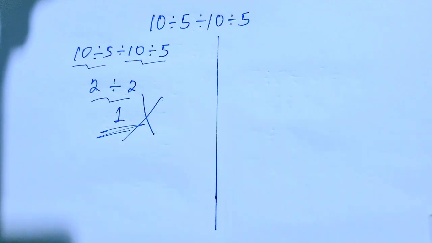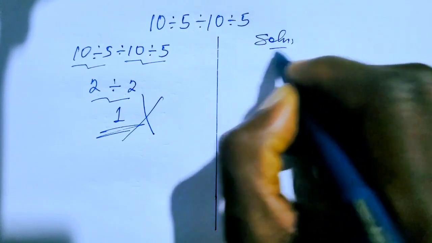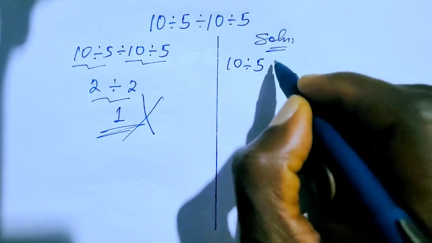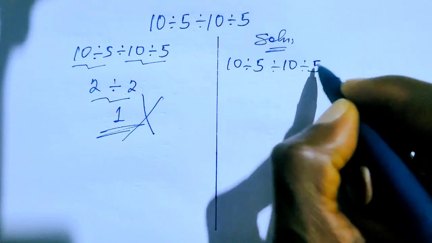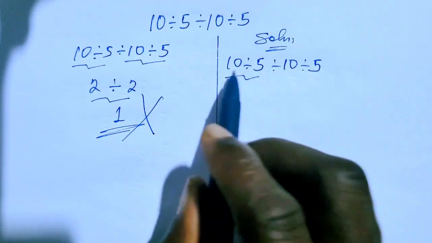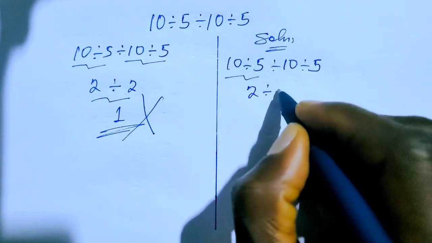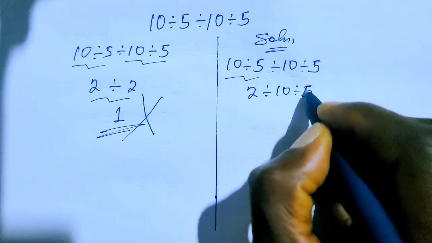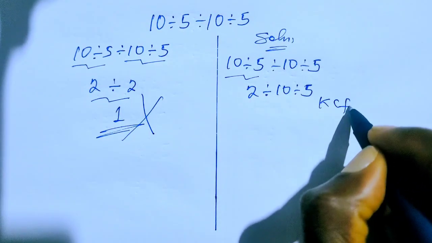Now, to simplify this correctly, we are going to have 10 divided by 5 divided by 10 divided by 5. Here first, we are going to consider this 10 divided by 5, that gives us 2 divided by 10 divided by 5. But at this point, we are going to apply KCF here.